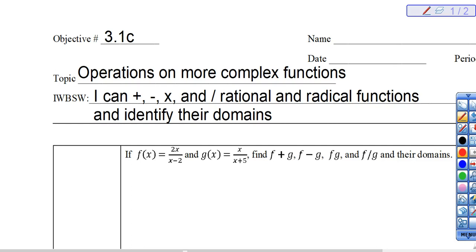Okay, so today's objective 3.1c, we're going to be performing operations on more complex fractions. Focus today on rational functions and radical functions, but not simple radical functions, more complex radical functions.